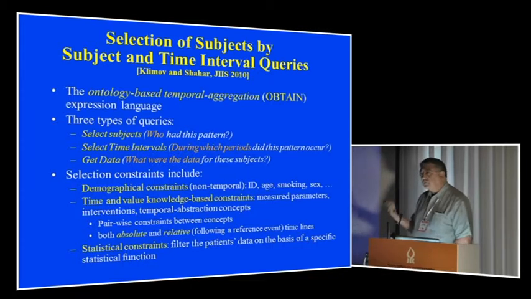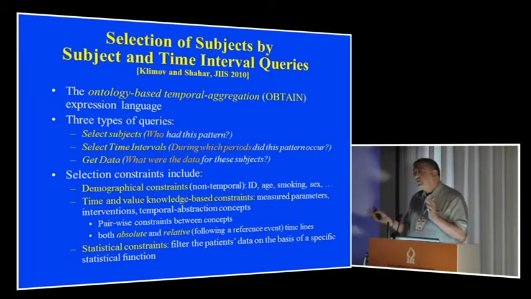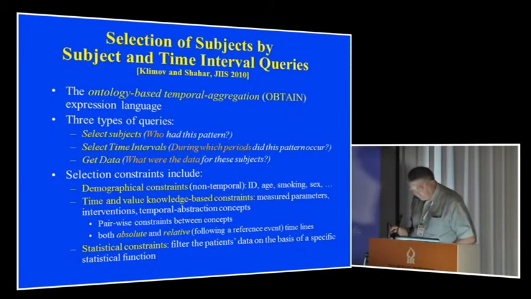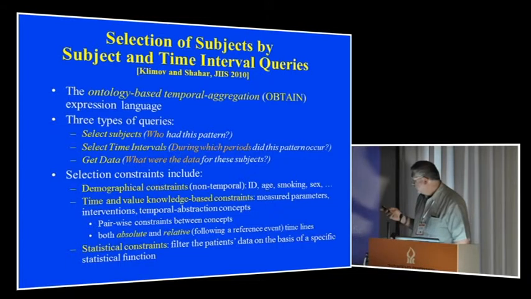So we would like to abstract all the data and return an interval and say, well, during the third week after the operation, more than 20% of the patients have this pattern. And of course, this is something that is extremely difficult to do without such a knowledge base and without some special procedures. And sometimes we would like to just ask about the data. So selection is actually using knowledge-based constraints.